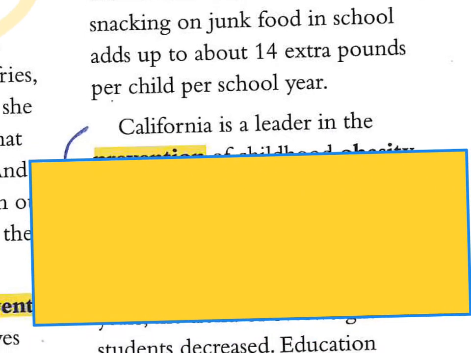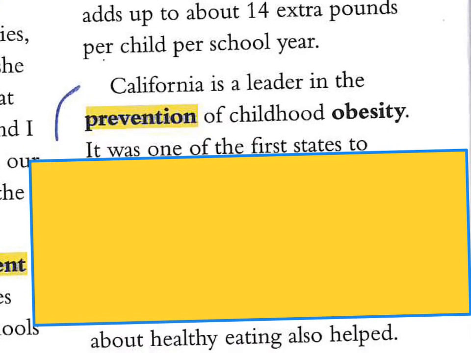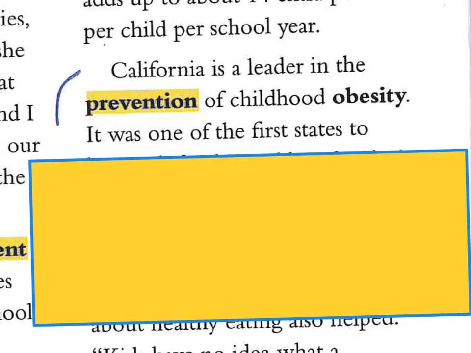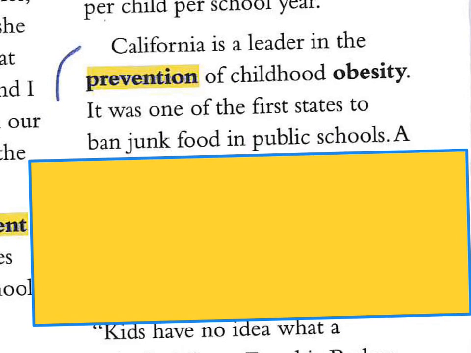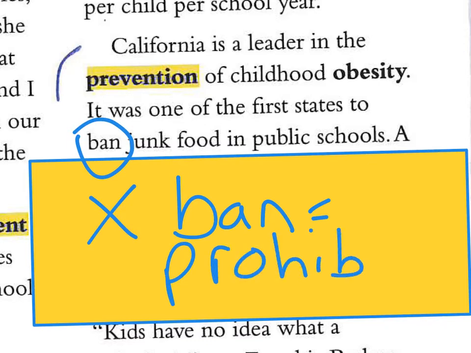California is a leader in the prevention of childhood obesity. It was one of the first states to ban junk food in public schools. And here, ban means no junk food, to ban junk food. So ban means to prohibit. It means saying no to it. Like if you said this in a sign, no.